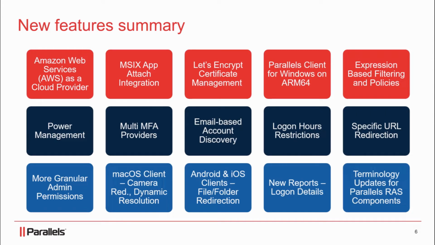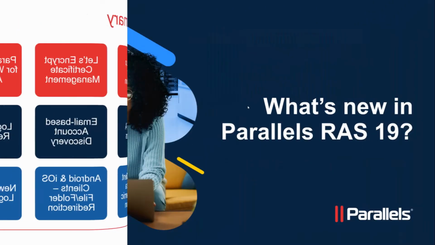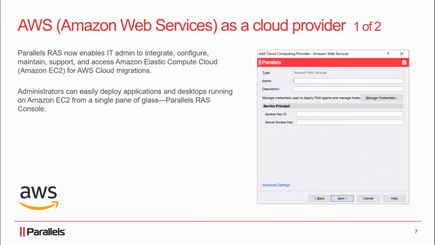In total, with RAS 19, we have 15 major new features that are being delivered within this version. This is just a quick summary of those. We will talk about each one of these as we go through the presentation. First up is our Amazon EC2 integration.